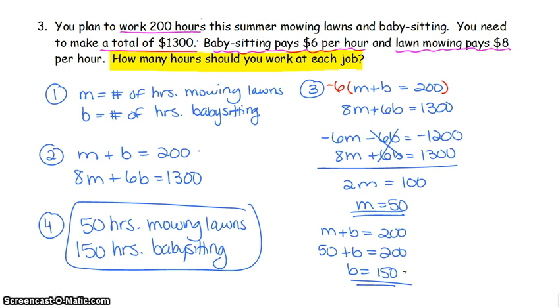So once you find your m and your b, you've got to make sense of it. You've got to actually answer the question. The question was, how many hours should you work at each job? So in order to work only 200 hours and get $1,300, you must do 50 hours of mowing lawns and 150 hours of babysitting.